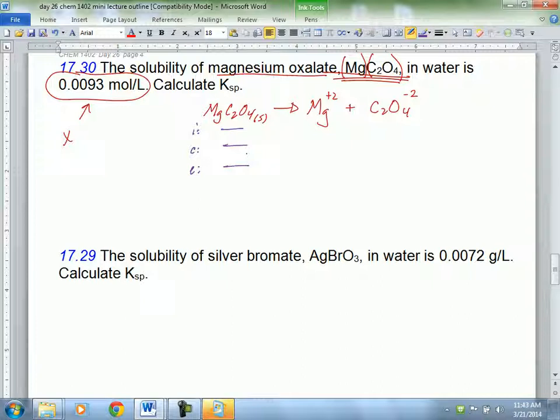Right? Does this make sense? Dashes, X, X, X, X. So pretty much all you have to do, right, is square 0.0093. You see that? Pretty much all you got to do is square 0.0093 and you'll have it. Wait, I have to square that? Because it's X times X is Ksp.